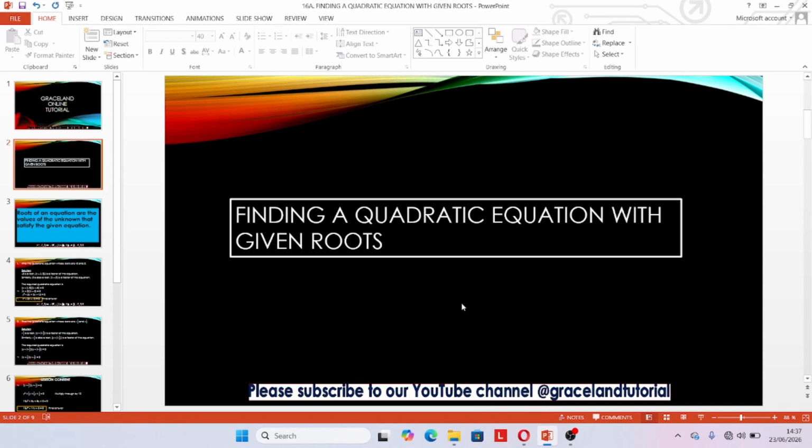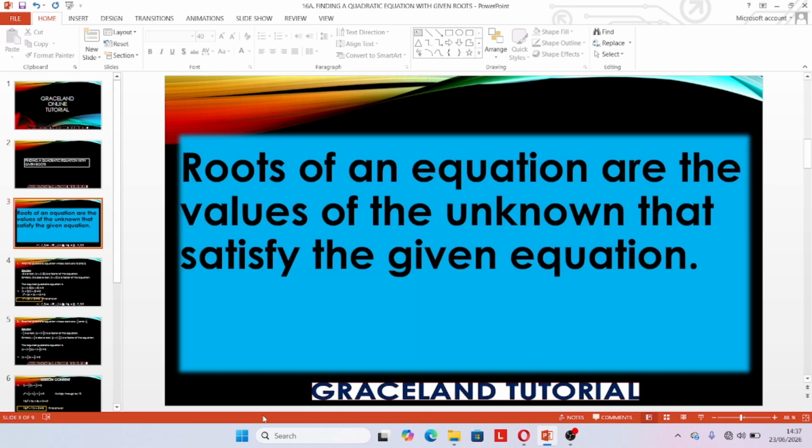Our topic today is finding a quadratic equation with given roots. Roots of an equation are the values of the unknown that satisfy the given equation.